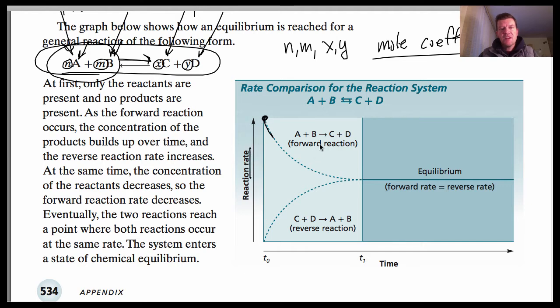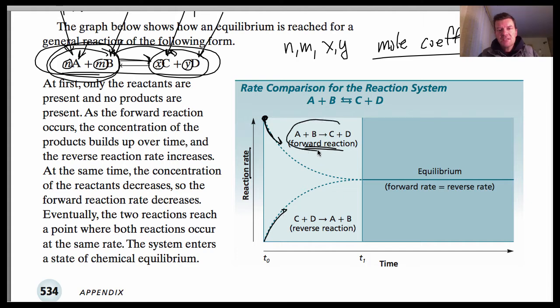This is a reaction rate, and this top dashed curve is for the forward reaction. The forward reaction is happening quickly. That's a high rate of reaction because you've got lots of A and B and they are colliding, and they're turning into C and D. But as the amount of C and D increases, then C and D can start to collide, and they can start to increase their rate of reaction of turning back into A and B.